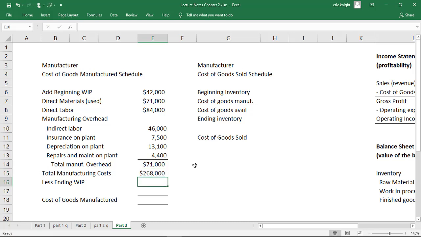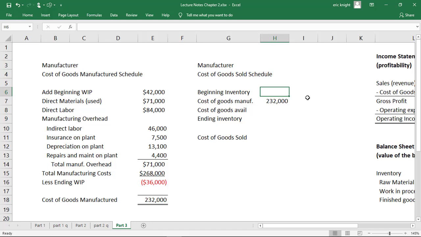Our ending work in process was given to us, and that was $36,000. Notice it's not negative, it's that we're subtracting. There's a difference. We don't have negative work in process. We have work in process that we're subtracting. And then we have cost of goods manufactured, which is $232, because we take the $268 minus the $36. And that is going to be used in the cost of goods sold schedule, so that's going to be the $232 used up here.